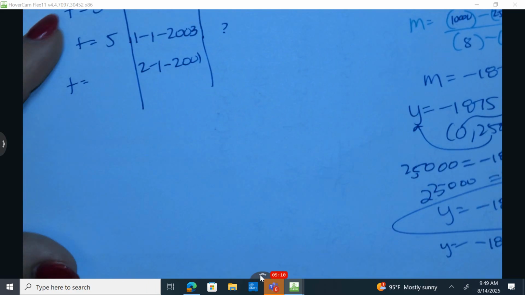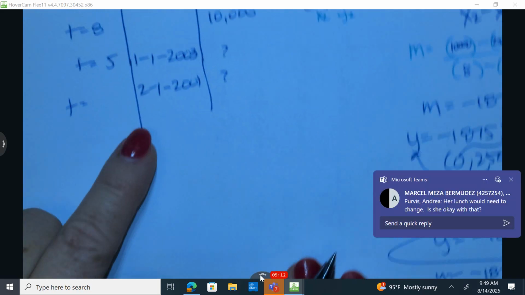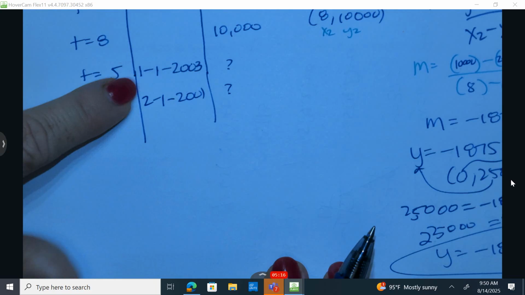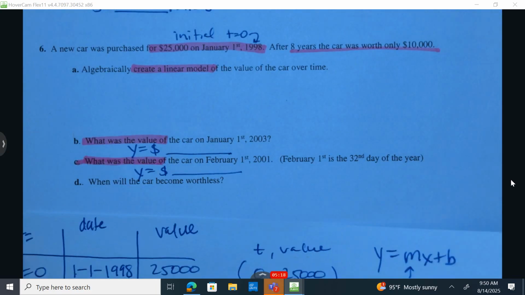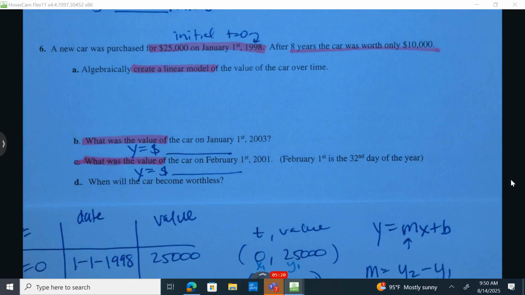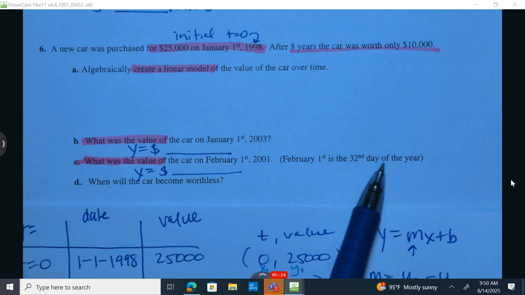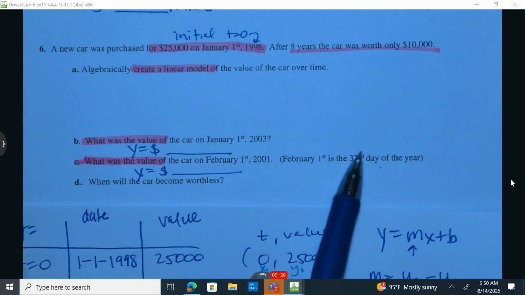What's a little more complicated about this question is that it's not going from January to January, it's going from January to February. On your review and on your test, you will not have to come up with how many days have passed. It will tell that to you. Does everybody see this? That's 32 days into the year.